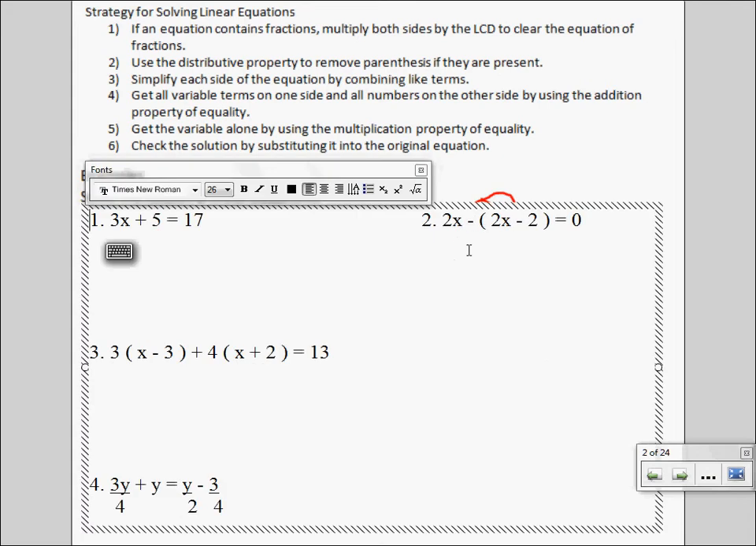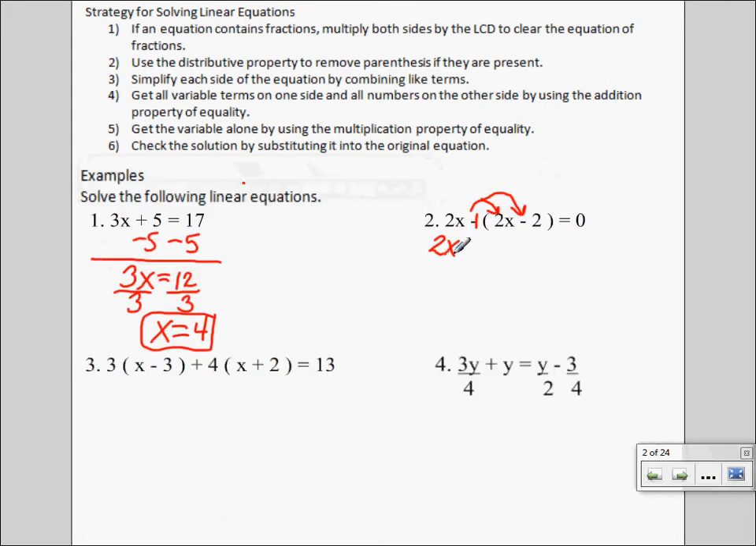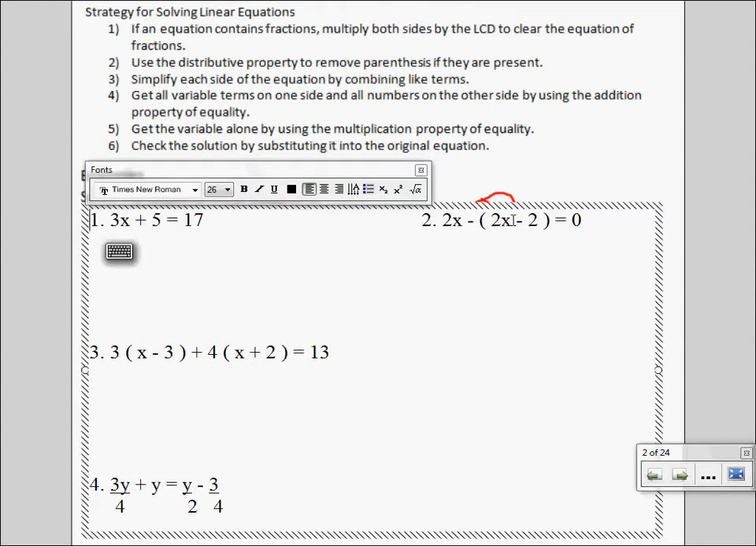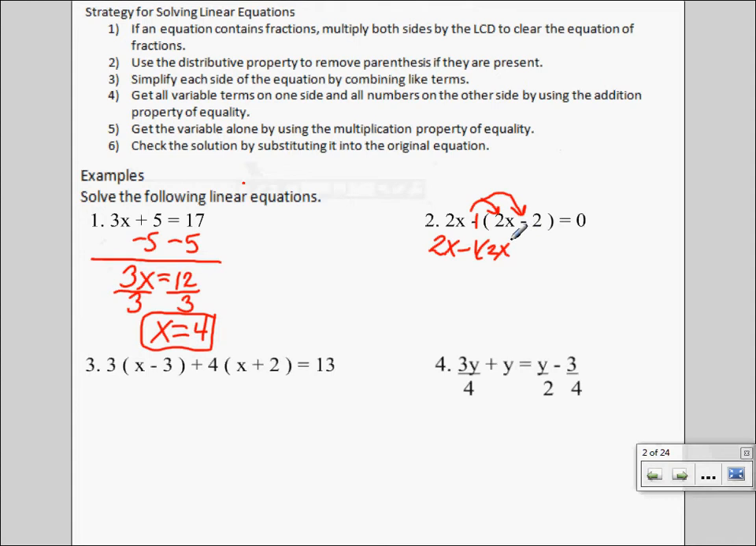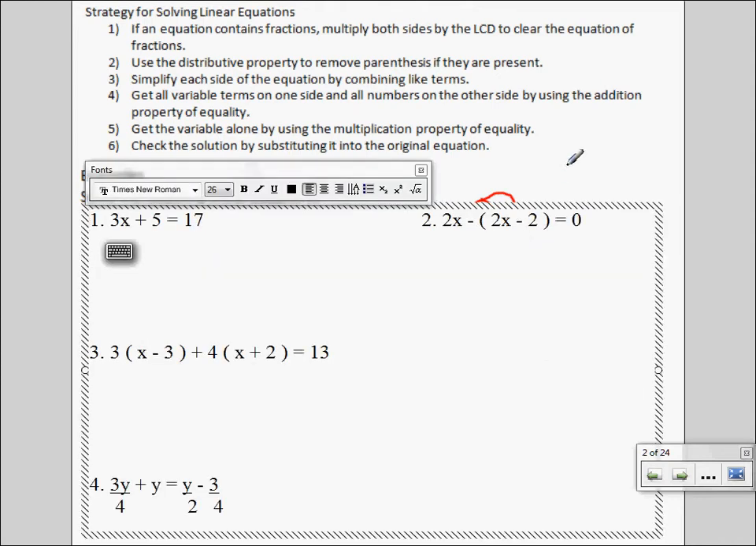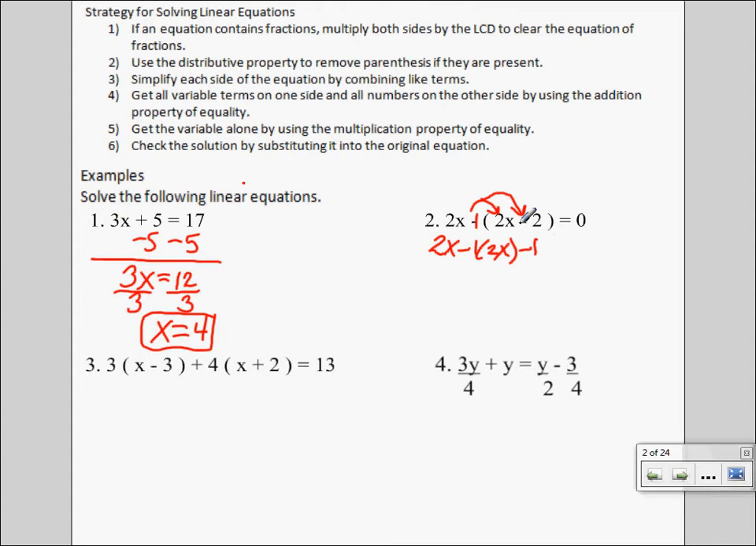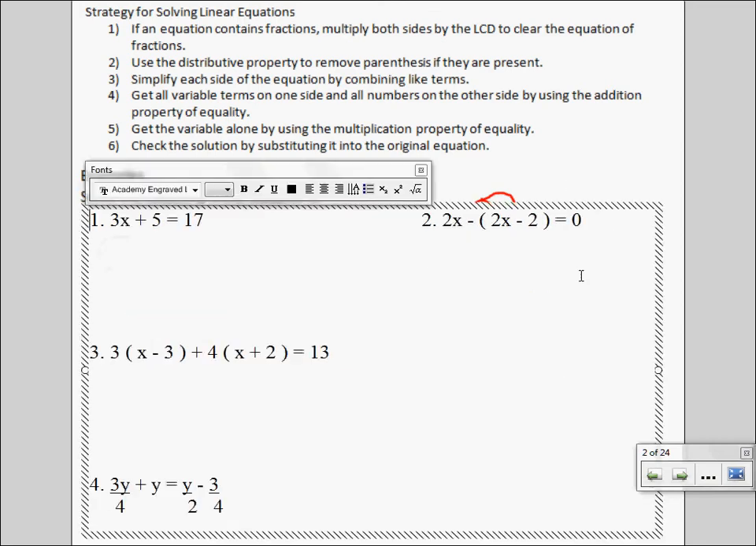So to do that, you have 2x minus 1, that's the minus 1, times 2x. Then you have your minus 1, because we're distributing it again, times the negative 2 that's still in the parentheses, and then we're going to have our equals 0. We go through and simplify. Now we have 2x, then we have negative 1 times 2x, we're just going to have negative 2x. Then negative 1 times negative 2 gives us just a positive 2, equals 0.